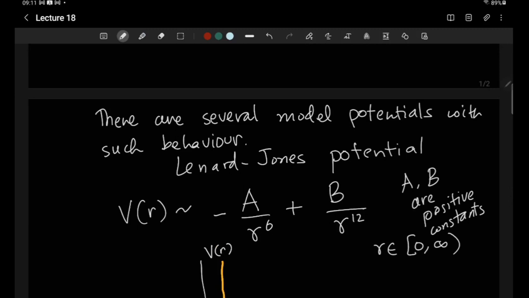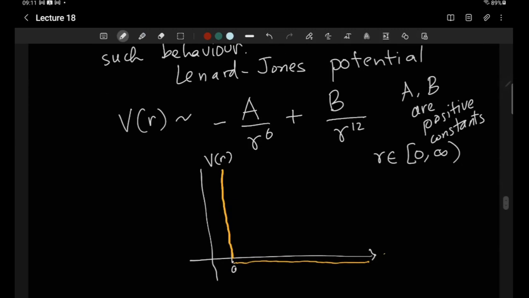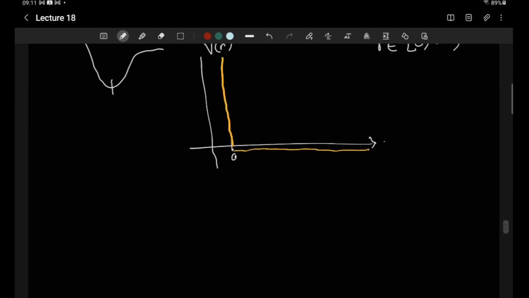For long range, bigger values of R we should take here. I mean, what range of R should be considered for small and what range for large? No, this is a potential for all R. You can plot this and you will see. So this V of R will have some behavior like this, if my memory is right, with some minimum.